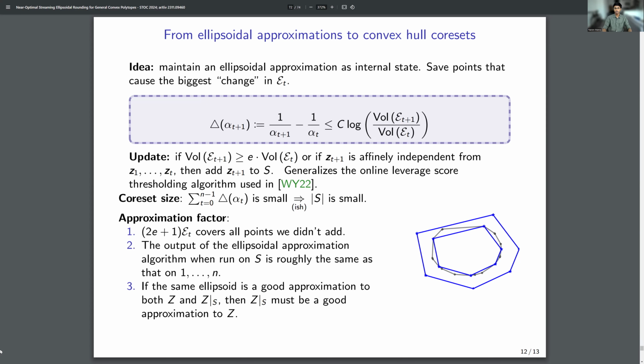One thing to remark is that this subset selection rule, in some sense, generalizes the online leverage score thresholding algorithm that Woodruff and Yasuda use to give their convex hull core sets in the symmetric case. So in particular, we can think of this delta alpha t plus 1 as some asymmetric variant of the online leverage score at time t.